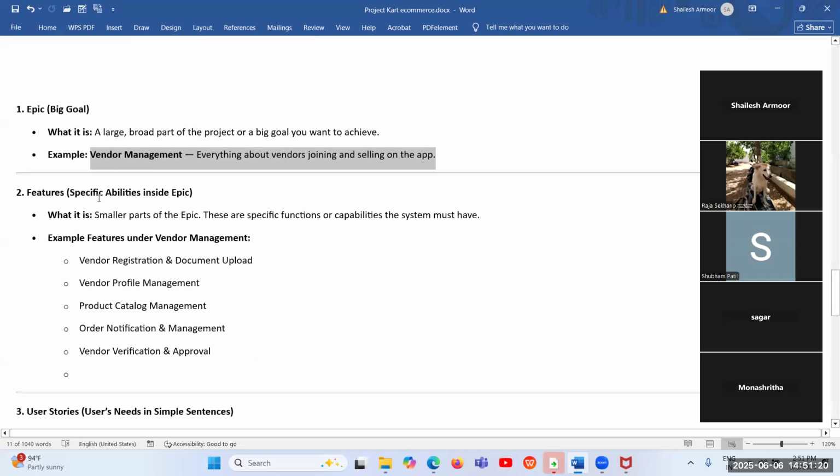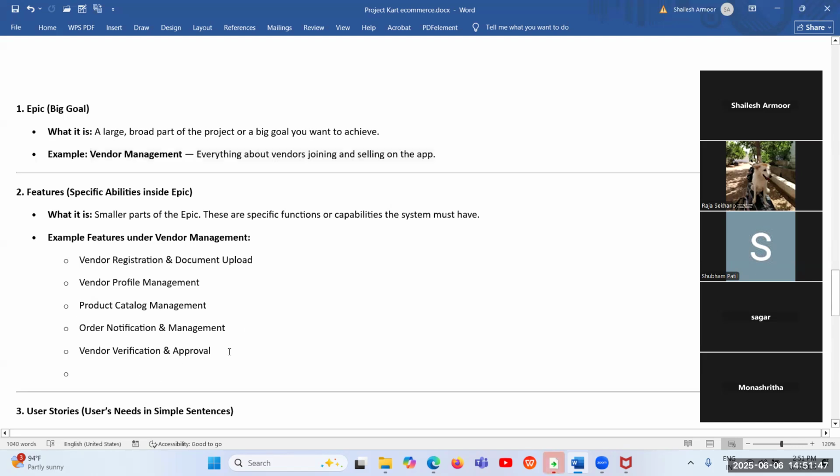Okay, let's consider the features now. Vendor management, I explained to you at a broad, high-level overview. It can include vendor registration, because the vendor should register, and you need to upload the documents. These are two features. Another feature is vendor profile management. Other features are product catalog management, order notification management, and vendor verification and approval management.